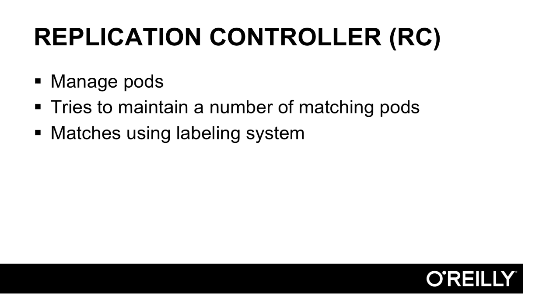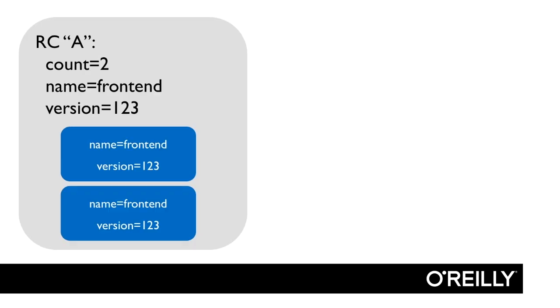This is easier to understand with an example. Let's say I've got two pods. Both of them have a name label with the value frontend, and both of them have a version label with the value 123. Both of these pods are managed by an RC, which is configured to match both of the labels. Name equals frontend, and version equals 123.